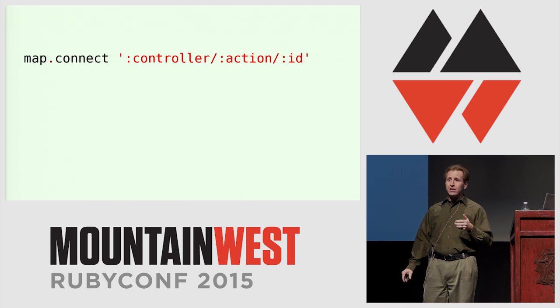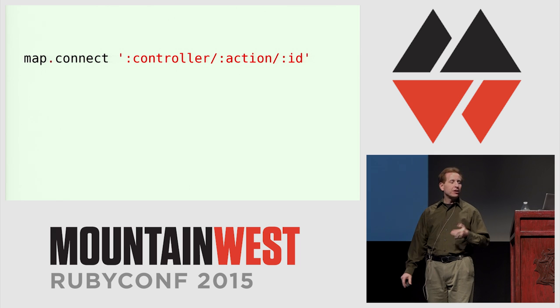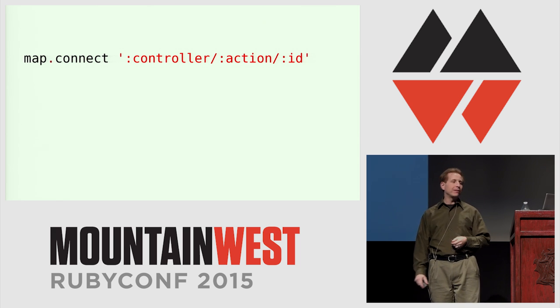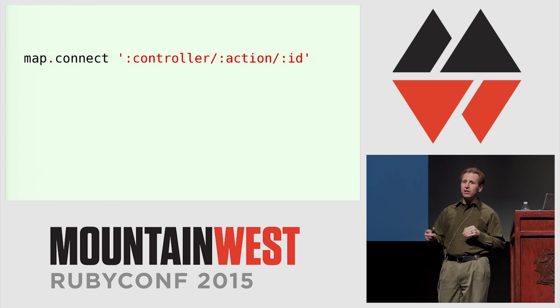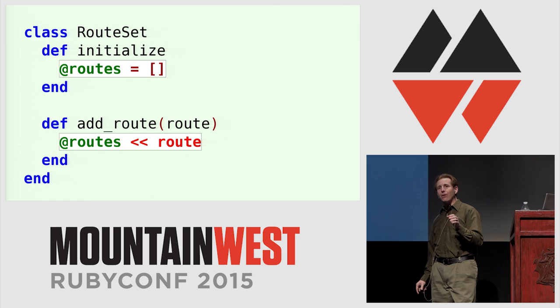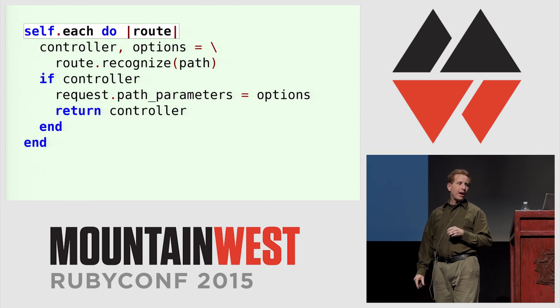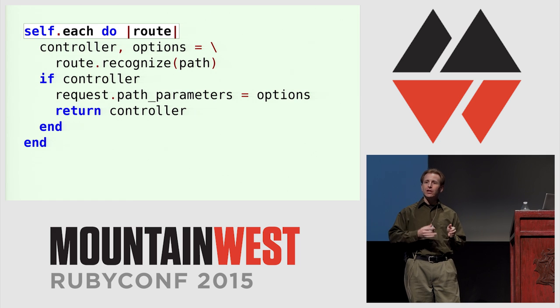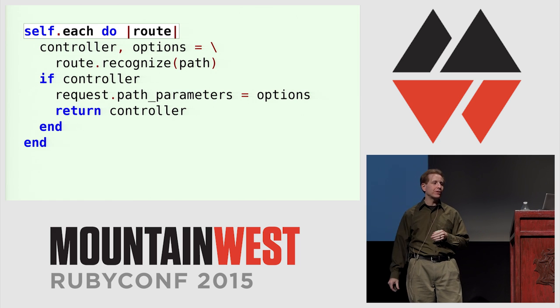So Rails started supporting custom routing in 0.10.0. The default was still the controller/action/ID supported by the previous static routing, but you could use different patterns to support custom routing. Now internally, Rails stores each route in an array. And when a request came in, Rails would just iterate over the stored routes, checking each route to see if it matched the current request.